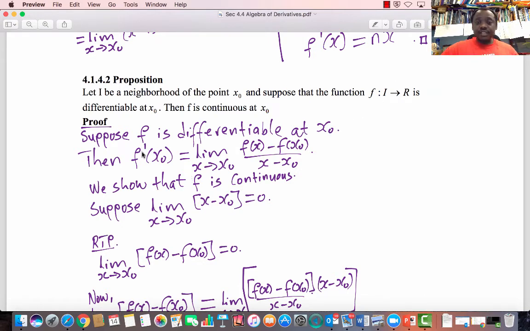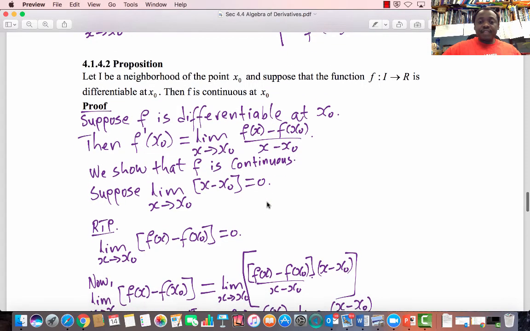Then the first derivative of f at the point x naught is the limit as x approaches x naught of f of x minus f of x naught divided by x minus x naught. Our goal would be to show that f is continuous. So let's go ahead and do that. Suppose the limit as x approaches x naught of x minus x naught equals 0.